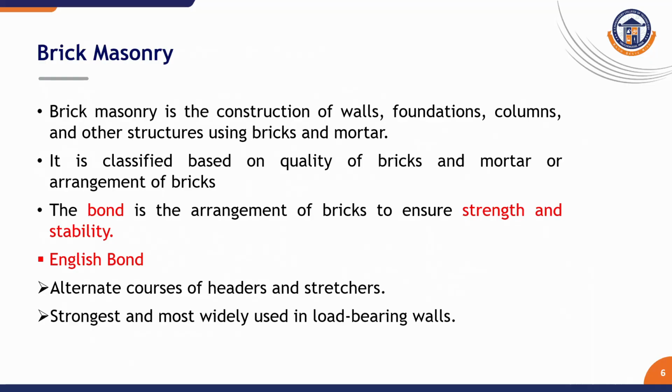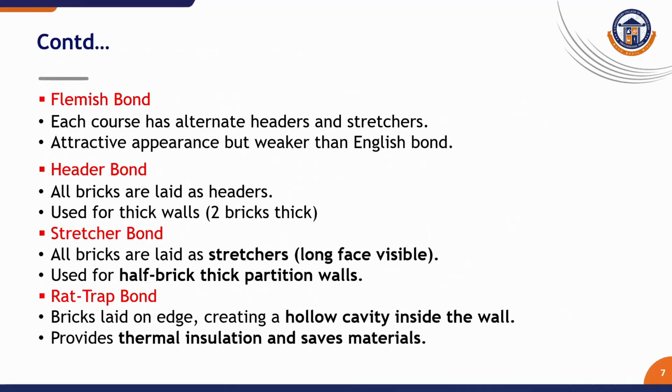The first one is English bond, the alternate courses of headers and stretchers, strongest and most widely used in load-bearing walls. Then Flemish bond, each course alternates headers and stretchers, attractive appearance but weaker than English bond. And third one is header bond. All bricks are laid as headers and used for walls two bricks thick. Then stretcher bond, all bricks laid as stretchers, long face visible, used for half brick partition walls. Trap bond is not used in the construction industry. We use only Flemish bond or English bond in construction.